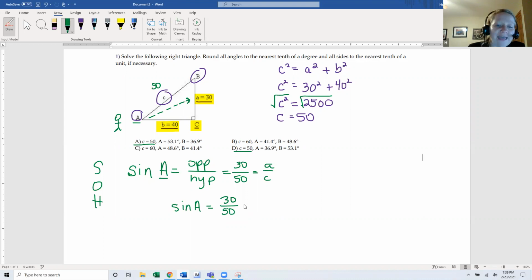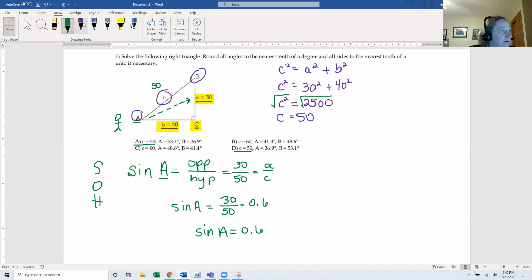We can go ahead and change this fraction to a decimal. That's what I would tell you to always do at this point. So we're going to take 30 and divide it by 50. What did you guys get? 0.6. Yep. So sine of angle A is equal to 0.6.